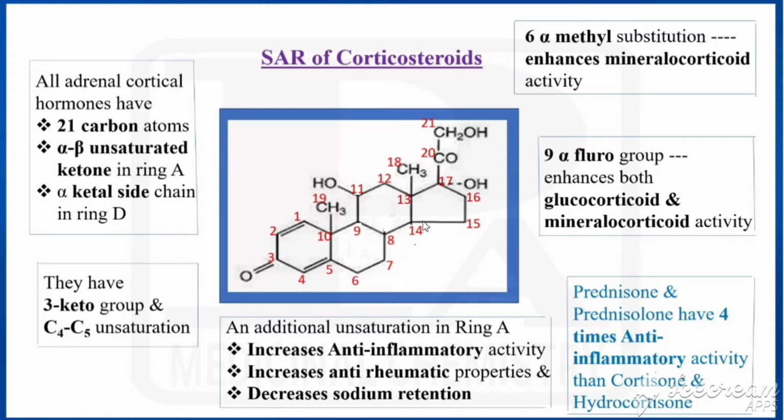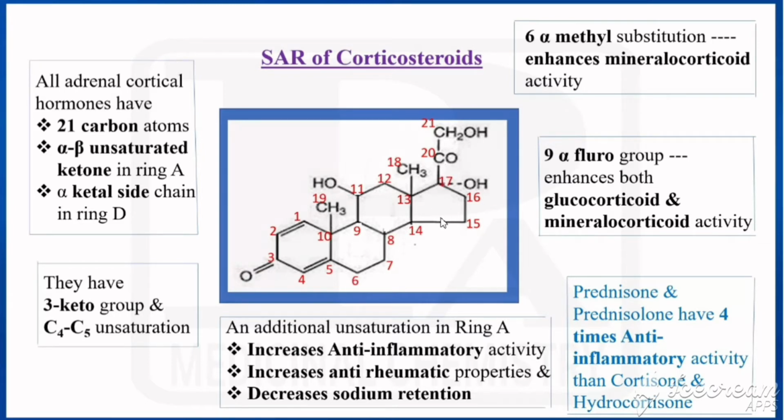And at ring D, this is ring D, A, B, C, D. So this is ring D, and this ring D is having alpha ketol side chain. What is meant by ketol? Ketol means I should have a ketone and also a hydroxy group. So that can be called a ketol. So it is having alpha ketol side chain in ring D.